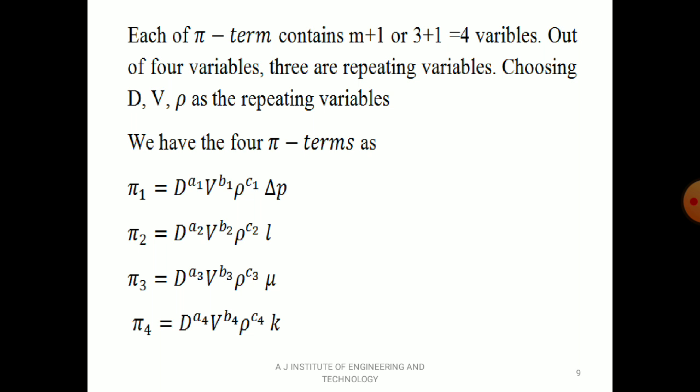Pi 1 equal to D to the power a1 into V to the power b1 into rho to the power c1 into delta p, that is the pressure difference. Then pi 2 equal to D to the power a2, V to the power b2 into rho to the power c2 into L, that is length. Pi 3 equal to D to the power a3, V to the power b3 into rho to the power c3 into mu, where mu is dynamic viscosity. Then pi 4 equal to D to the power a4, V to the power b4, rho to the power c4 into k, where k is roughness. So these are expressions for 4 pi terms.